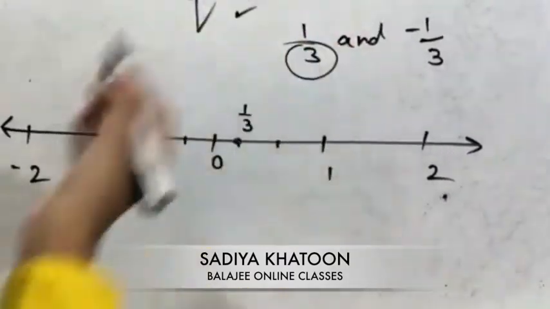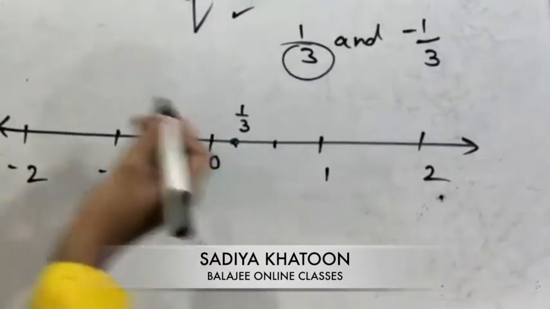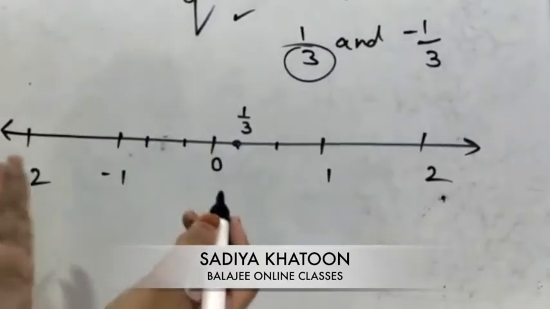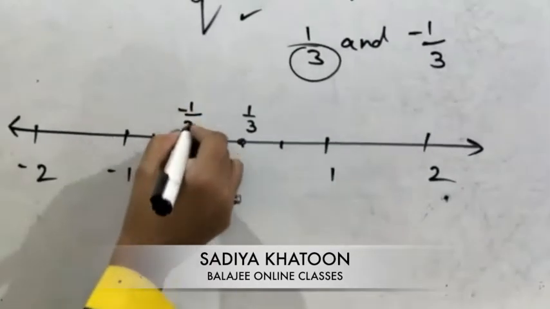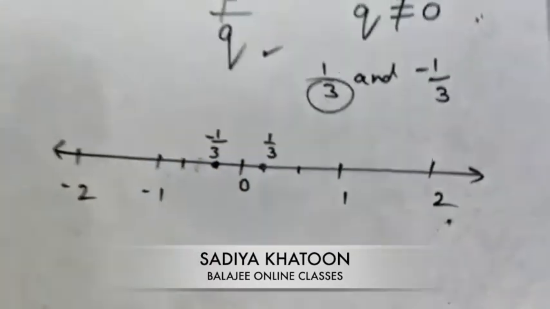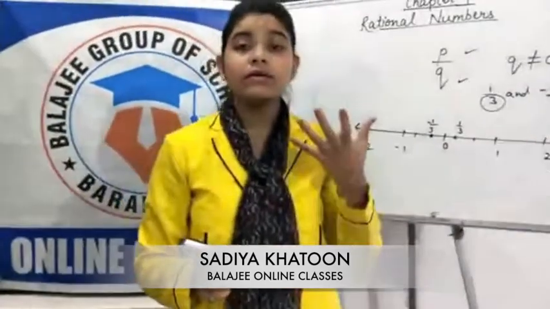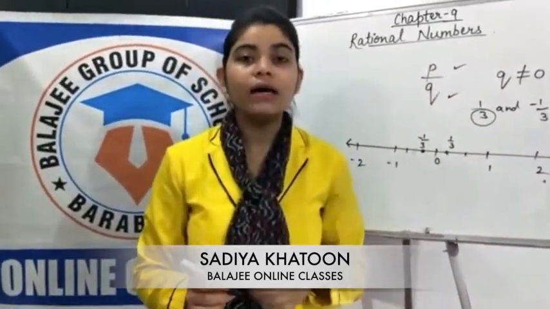And when it is minus 1 upon 3, you will go to the negative side, means to the left of 0. And this is the first mark. So this will be minus 1 upon 3. This is how we mark the rational numbers on a number line.